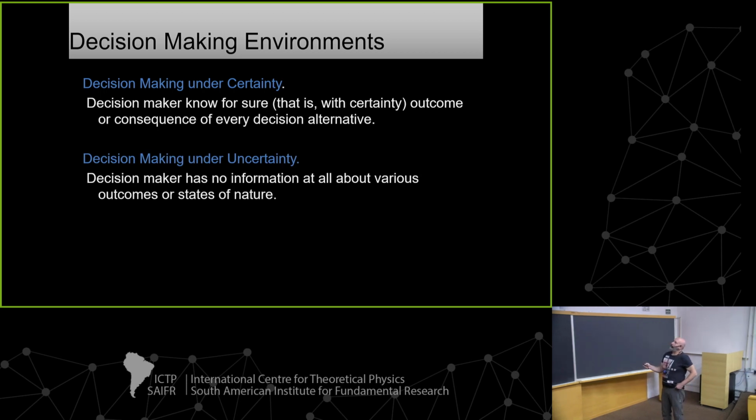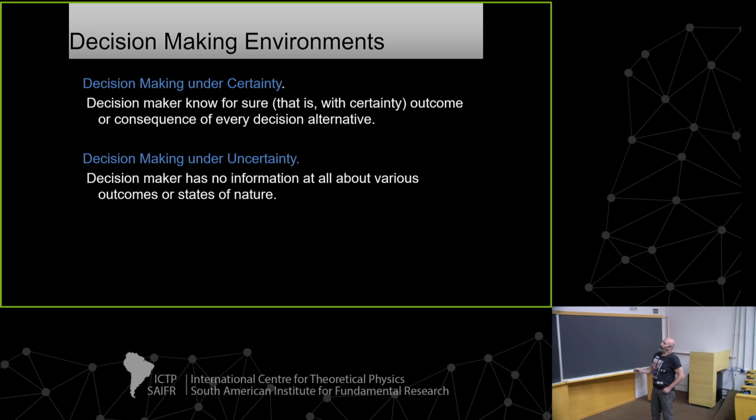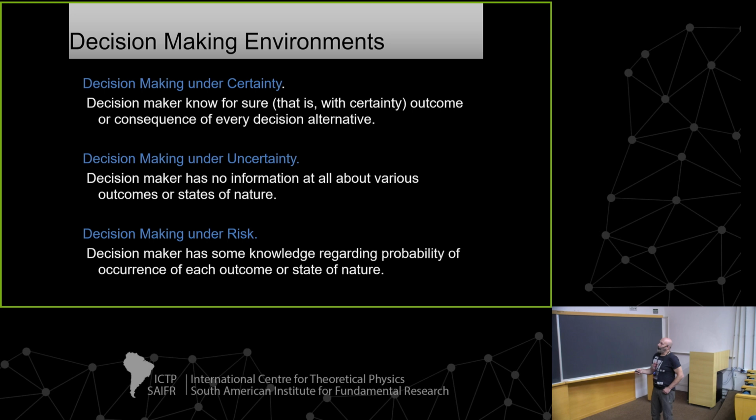Decision making under certainty is when the decision maker knows for sure the outcome of the consequences of every decision alternative. In decision making under uncertainty, the decision maker has no information at all about the different outcomes or states of nature. We are not going to treat this in the following slides. We are talking about decision making under risk, where the decision maker has some knowledge regarding the probability of occurrence of each outcome or state of the future.